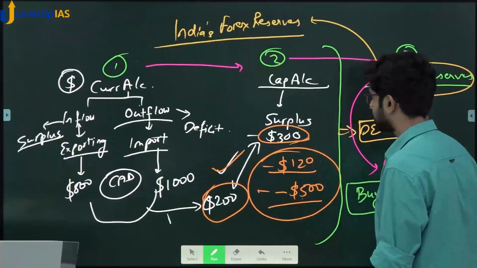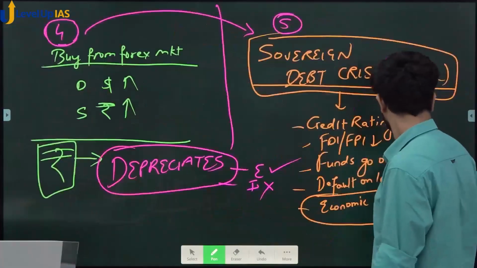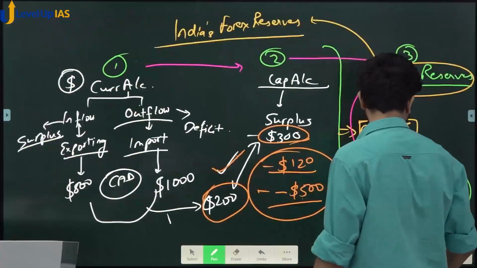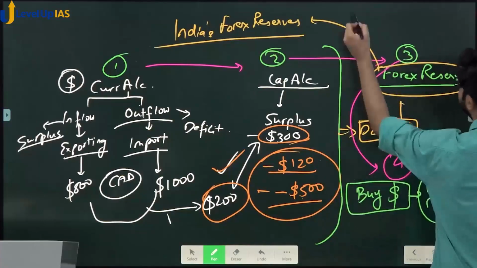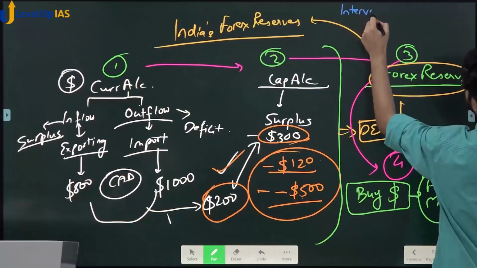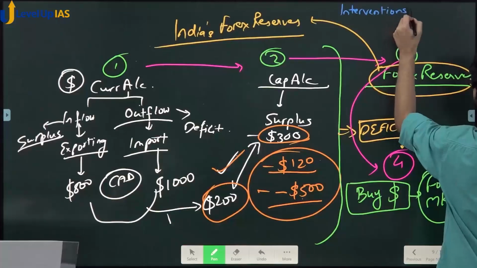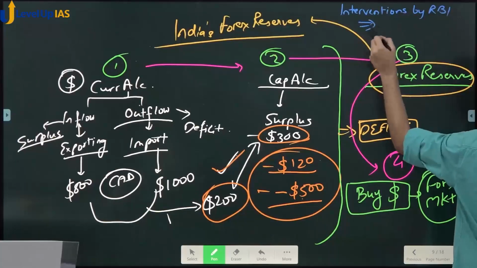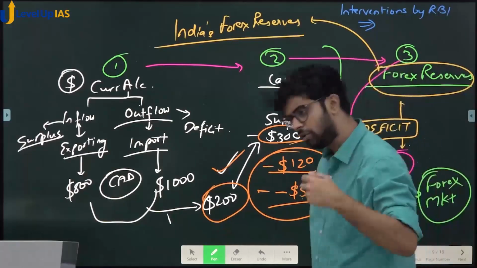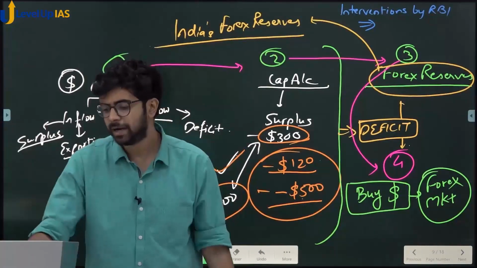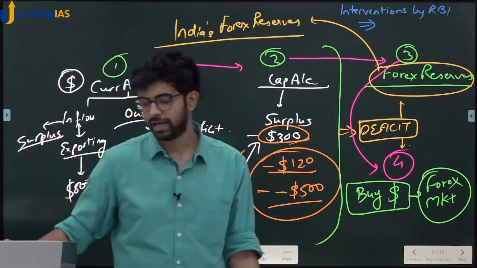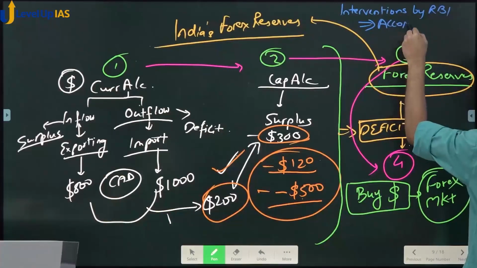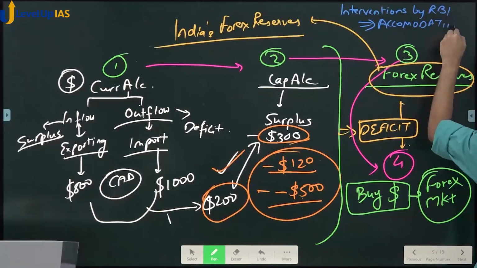So these are interventions by government or RBI. Any transaction where RBI or government involves itself in the market is called accommodating transactions. I'll tell you why.